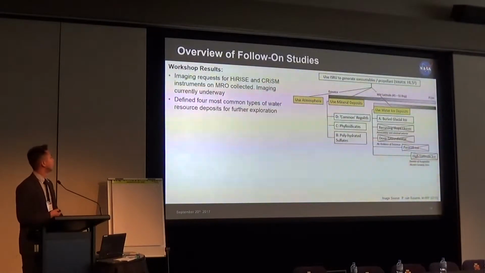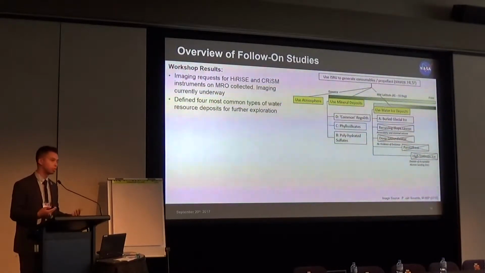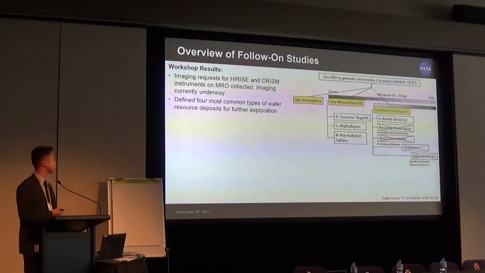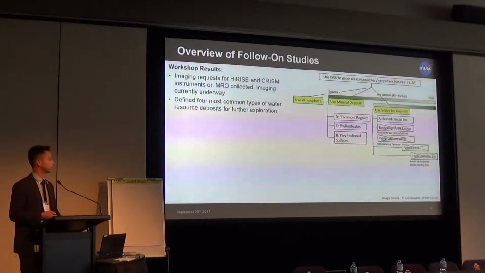So how your resource need and availability affects your exploration zone location, and how you take into account all these considerations. Following that workshop, two main things came out of it, well, several things, but I'll talk about two of them right now. There were requests for further data to be taken from our orbiters, mainly the Mars Reconnaissance Orbiter around Mars, for basically spectral data and high-resolution visual imagery. And one outcome of that workshop is that we were able to identify 4 of the most common types of water resource deposits, and we were able to study them further.